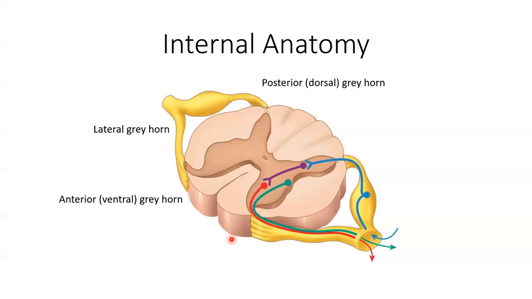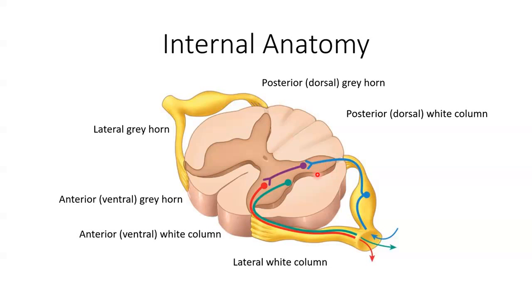Now, like our grey matter, our white matter is also divided up into different regions. We call these different regions columns. So we have the anterior column, which is this section here. We have the posterior column, which is this part here. And then we have two lateral columns, so one here and one here.